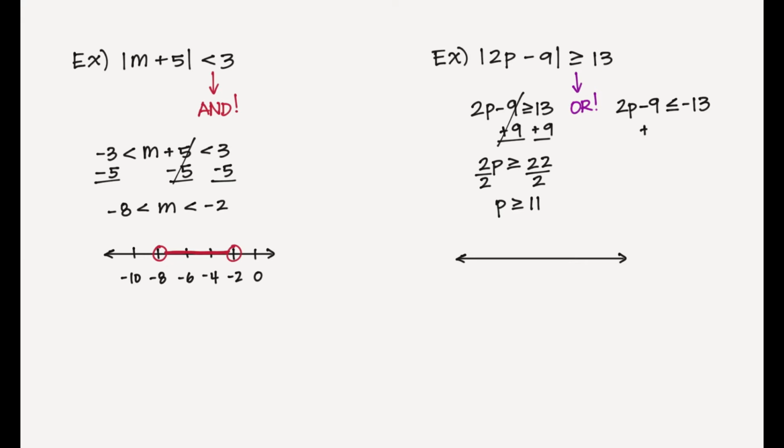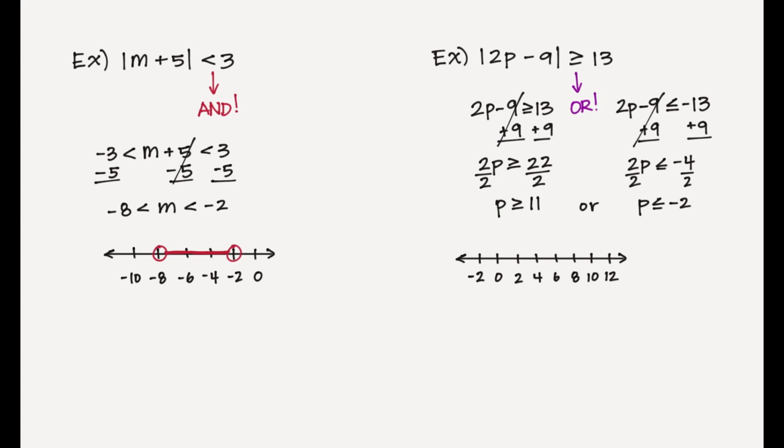Same thing for the opposite side. Let's add 9 to both sides, and then 2p is less than or equal to negative 4. And when I divide by 2, I find that p is less than or equal to negative 2. And since this is an or inequality, I should be pointing in opposite directions.